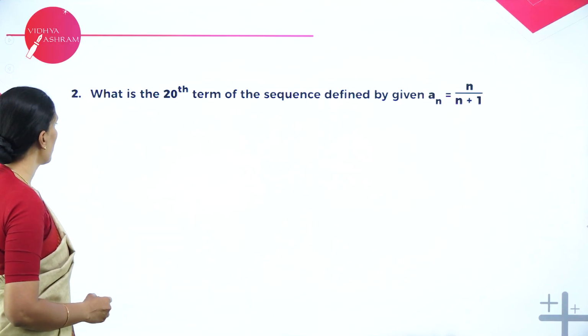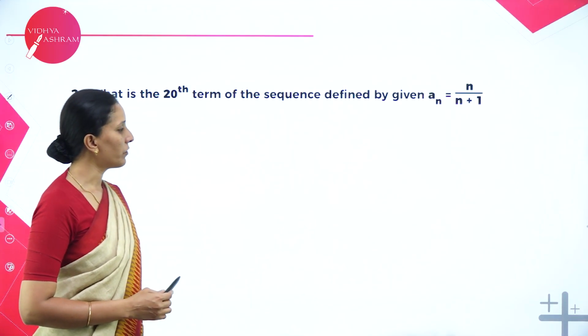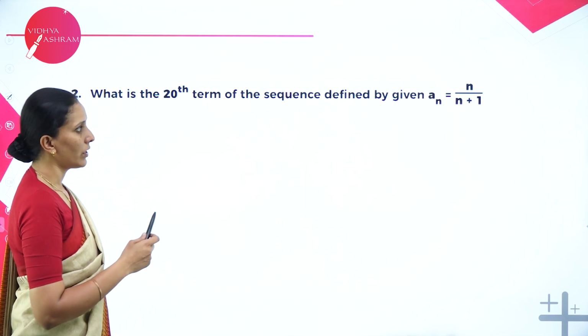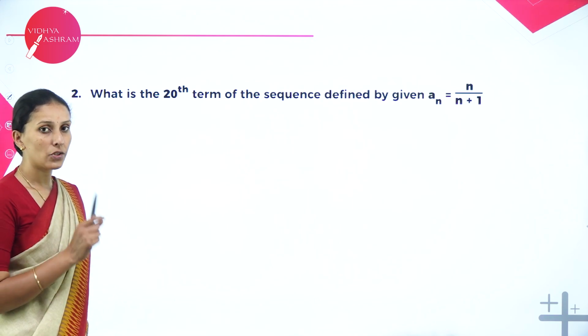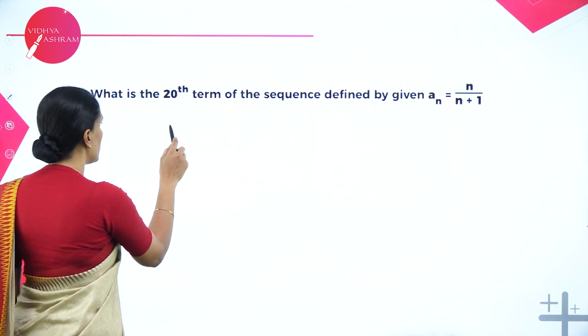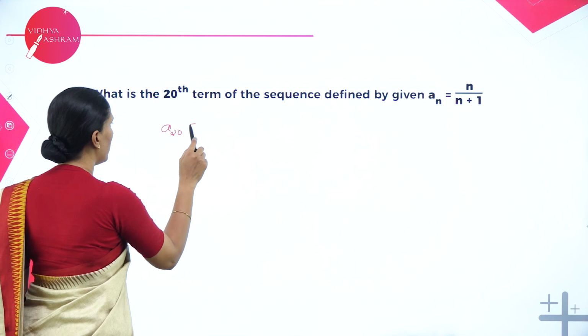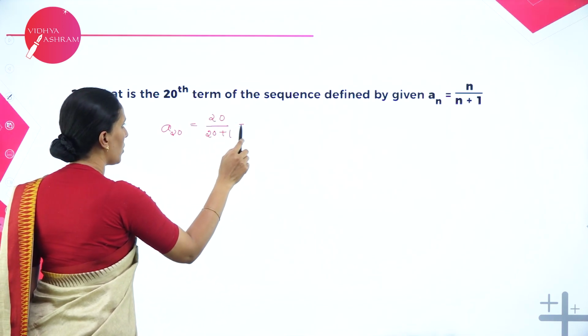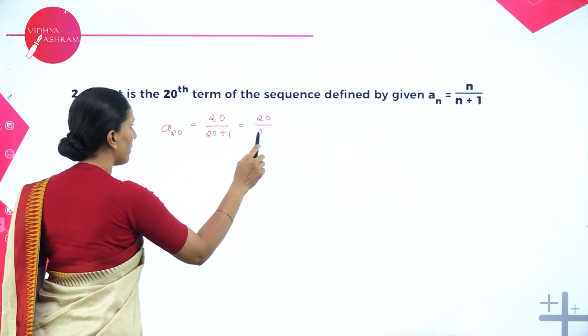Next we have: what is the 20th term of the sequence defined by an is equal to n divided by n plus 1. The value of n is given as 20, so we need to find a20. So a20 is equal to 20 divided by 20 plus 1, which is equal to 20 by 21.